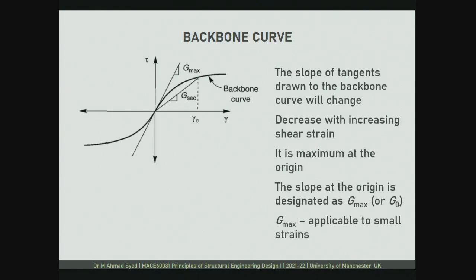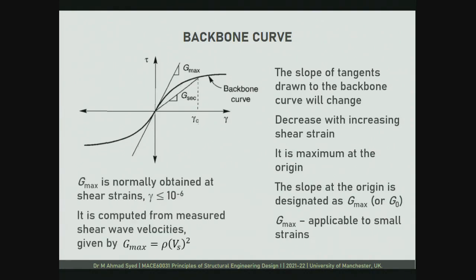So the slope at the origin is designated as G max, and G max is applicable only to small strain values. G max is normally obtained at shear strains less than 10 to the power minus 6, very, very small strains. One of the ways in which G max can be calculated on site is by doing a surface test or another geophysical test, which can give me shear wave velocity. G max is rho, the density of soil, times shear wave velocity squared. You can calculate the shear wave velocity by doing any of the surface tests on site. You multiply that with the soil's density, and you directly get G max.